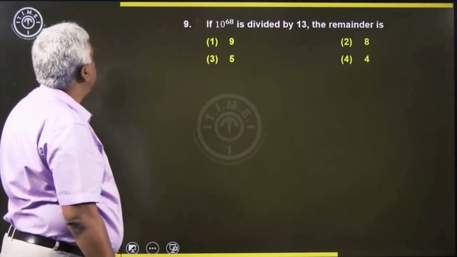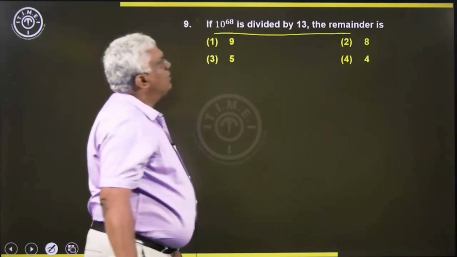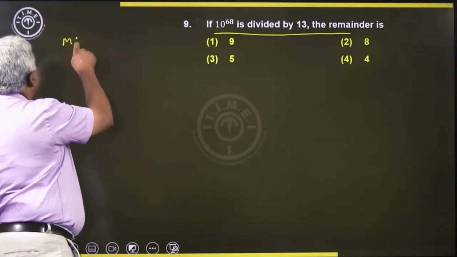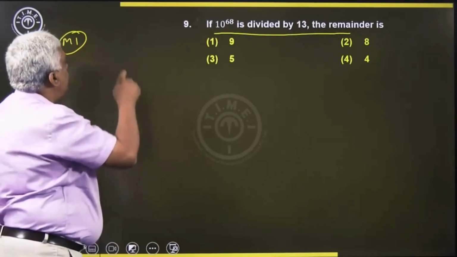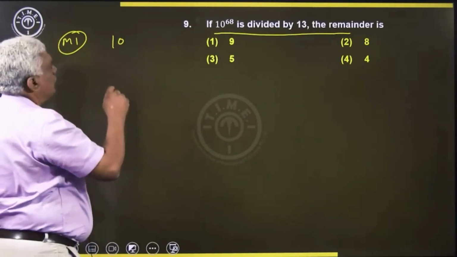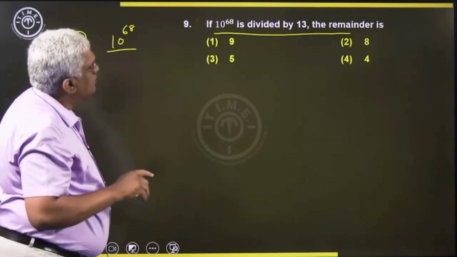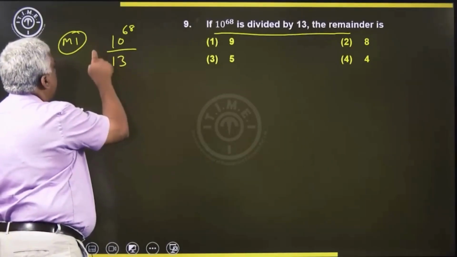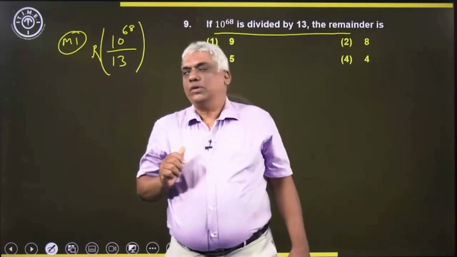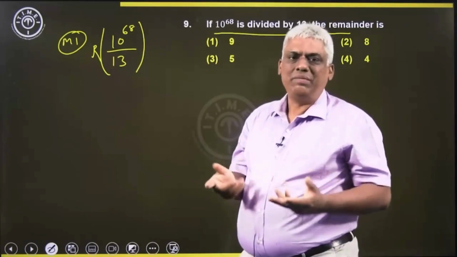10 to the power 68 is divided by 13. Then the remainder is, right. Okay. So, one way of doing it, I am saying M1, is method 1. 10 to the power 68 divided by 13, and we have to find the remainder. Now, you see, 10 is a smaller number. If you divide 10 by 13, the remainder is 10, or you can say minus 3.